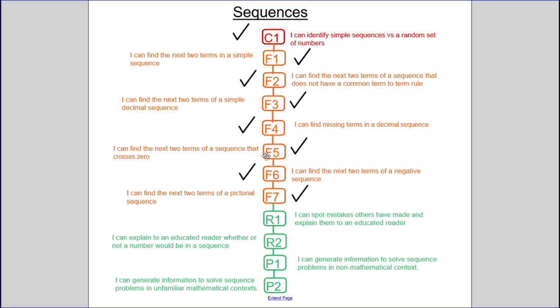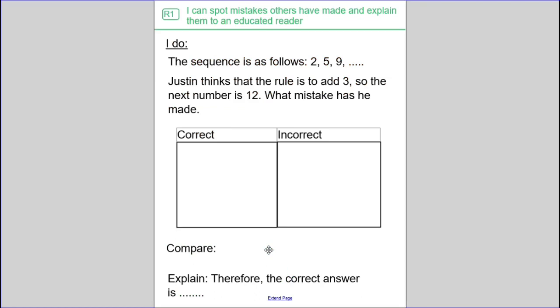So in the previous lesson, we completed F5, F6 and F7. And in today's lesson, we're going to have a look at completing R1 and R2. I can spot mistakes others have made and explain them to an educated reader.